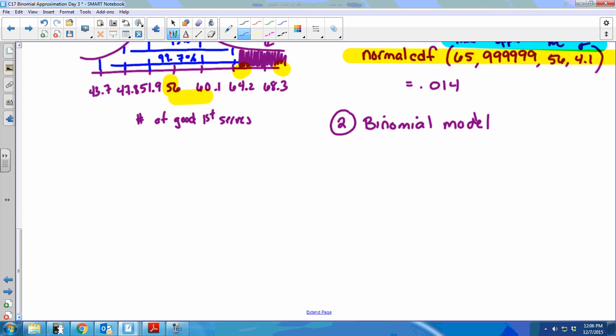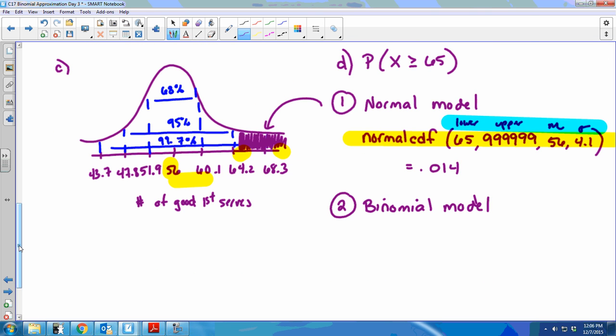With the binomial model, we're still doing at least 65. If we're doing at least 65, that means 65 and greater, so we'd have to do 1 minus binomcdf. We have 80 trials, a probability of success of 0.7, and I want at least 65, so I need to subtract out 0 to 64. If you do this one, I think you get 0.016, just from this morning.